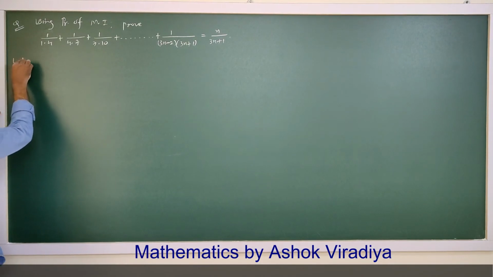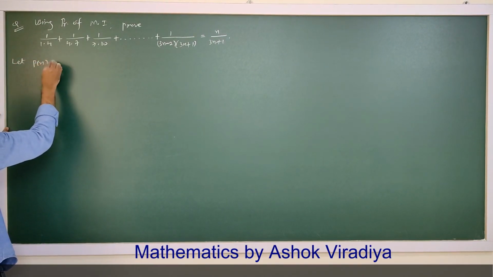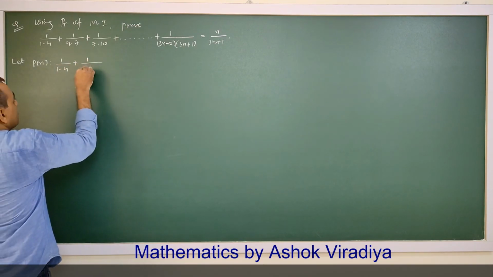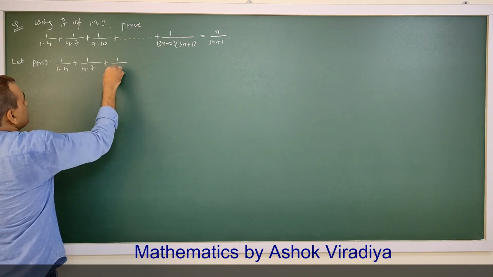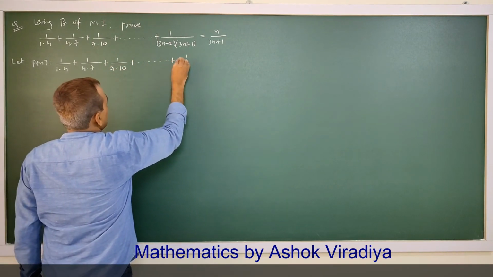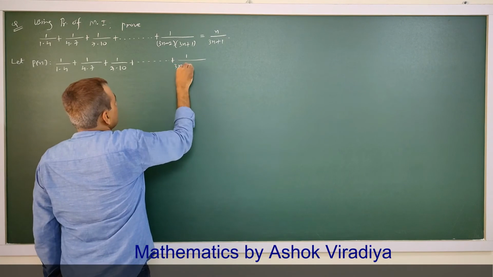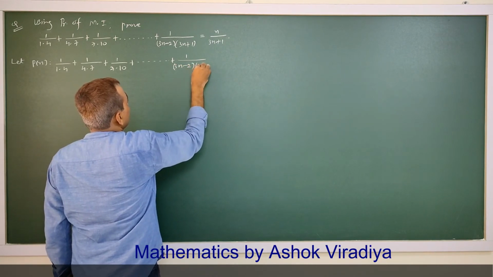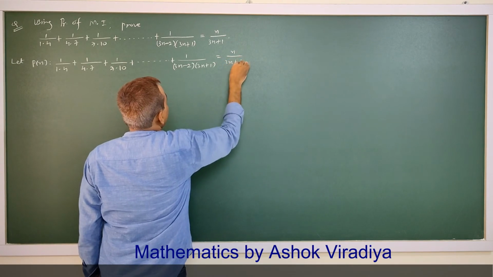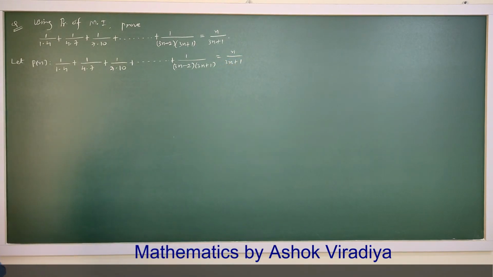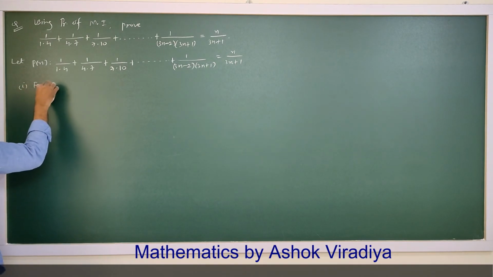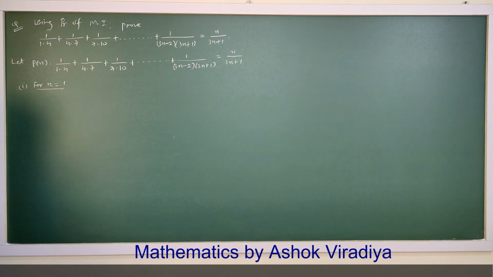Let P of n: 1 upon 1 into 4, plus 1 upon 4 into 7, plus 1 upon 7 into 10, plus ... plus 1 upon (3n minus 2) into (3n plus 1), equal to n upon 3n plus 1. First part, for n equal to 1.